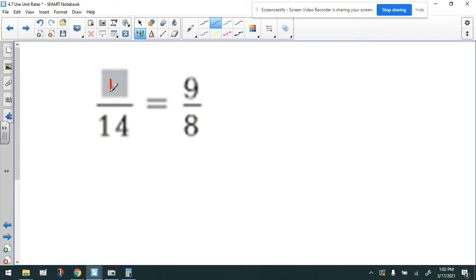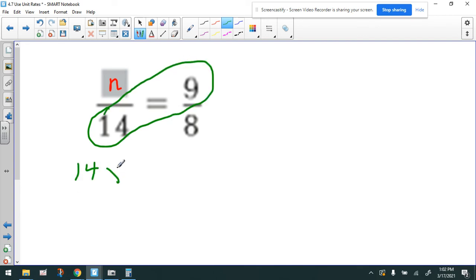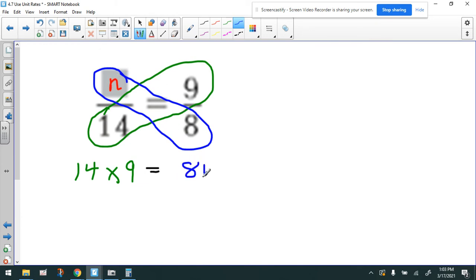So I'm just going to put an N here. Now we know that one of the cross products would be this, right? 14 times 9. Let's put that over here. And the other cross product would be going this way. By the way, they have names for this stuff. They call it product of the means and product of the extremes. So this is 8 being multiplied with n. So I'm just going to write that over here.